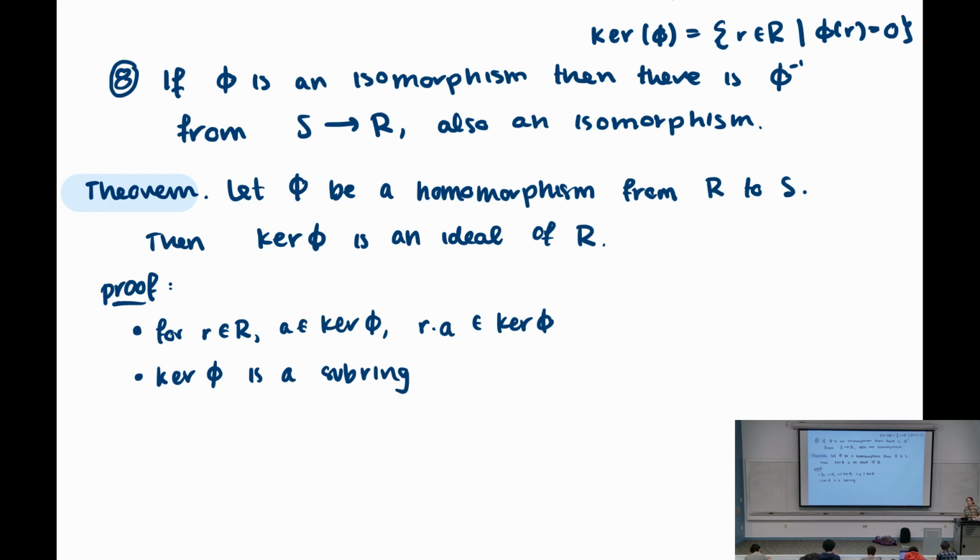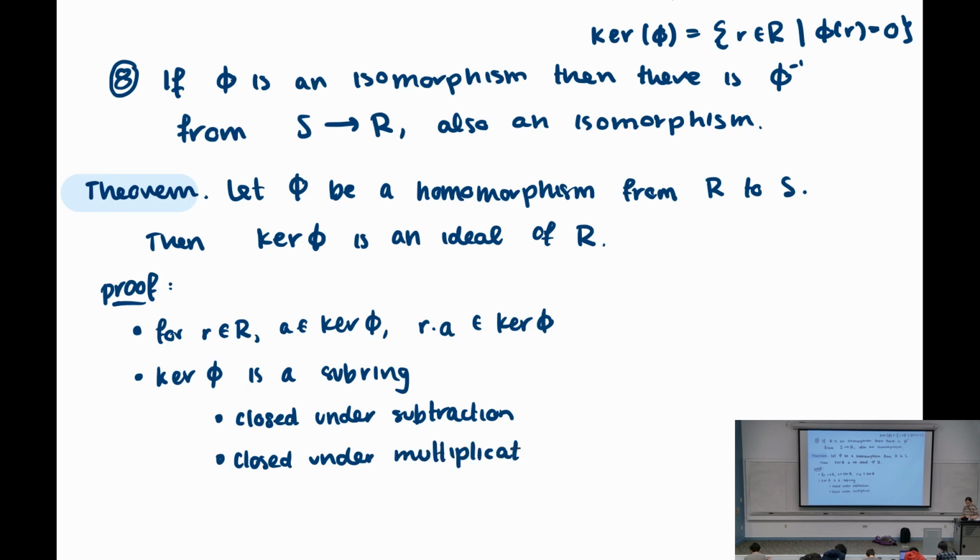So what do we need to show in order to prove that it's a subring? Yeah, so we had this subring test, so we would need to show that it's closed under subtraction, and closed under multiplication. Okay, so let's start with, I guess, the first part.